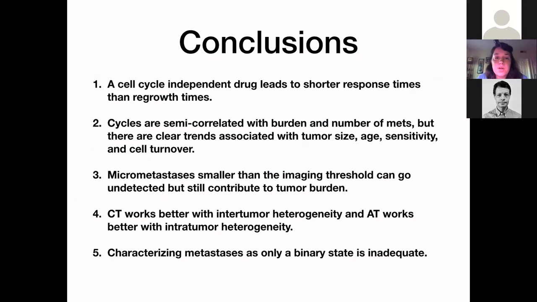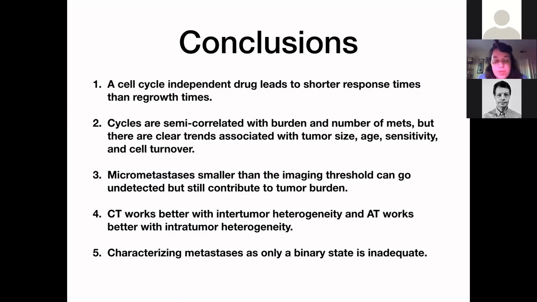And then the cycles are correlated with burden and number of mets, but there are clear trends associated with size, age, sensitivity, and turnover. I think it's important to note that micrometastases can be there without being observed. If they're smaller than the imaging threshold, they can go undetected, but they're still contributing to the tumor burden. And knowing that you do have to have this spatial competition for adaptive therapy to work, it could be that you could better characterize metastases before you decide which treatment to use.